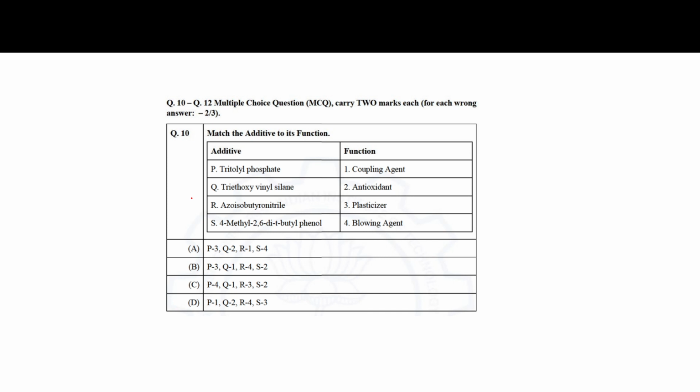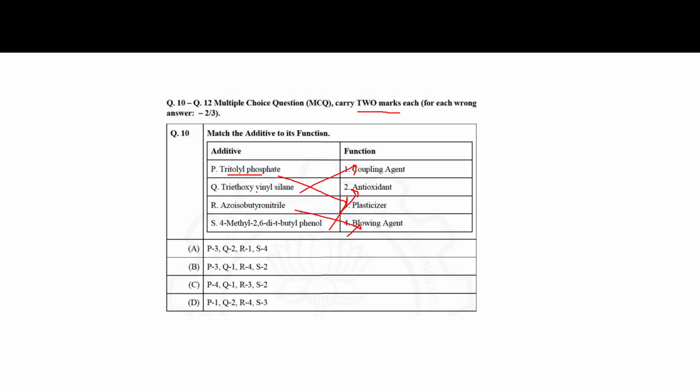Now you have to match the following multiple choice question, the 2 marks question. So match triphenyl phosphate. When they talk about phosphate, phosphates are the plasticizer. Then triethoxyvinylsilane, azobisisobutyronitrile, and phenol. Phenols are the antioxidant. Your blowing agent is azobisisobutyronitrile, and triethoxyvinylsilane may be the coupling agent.